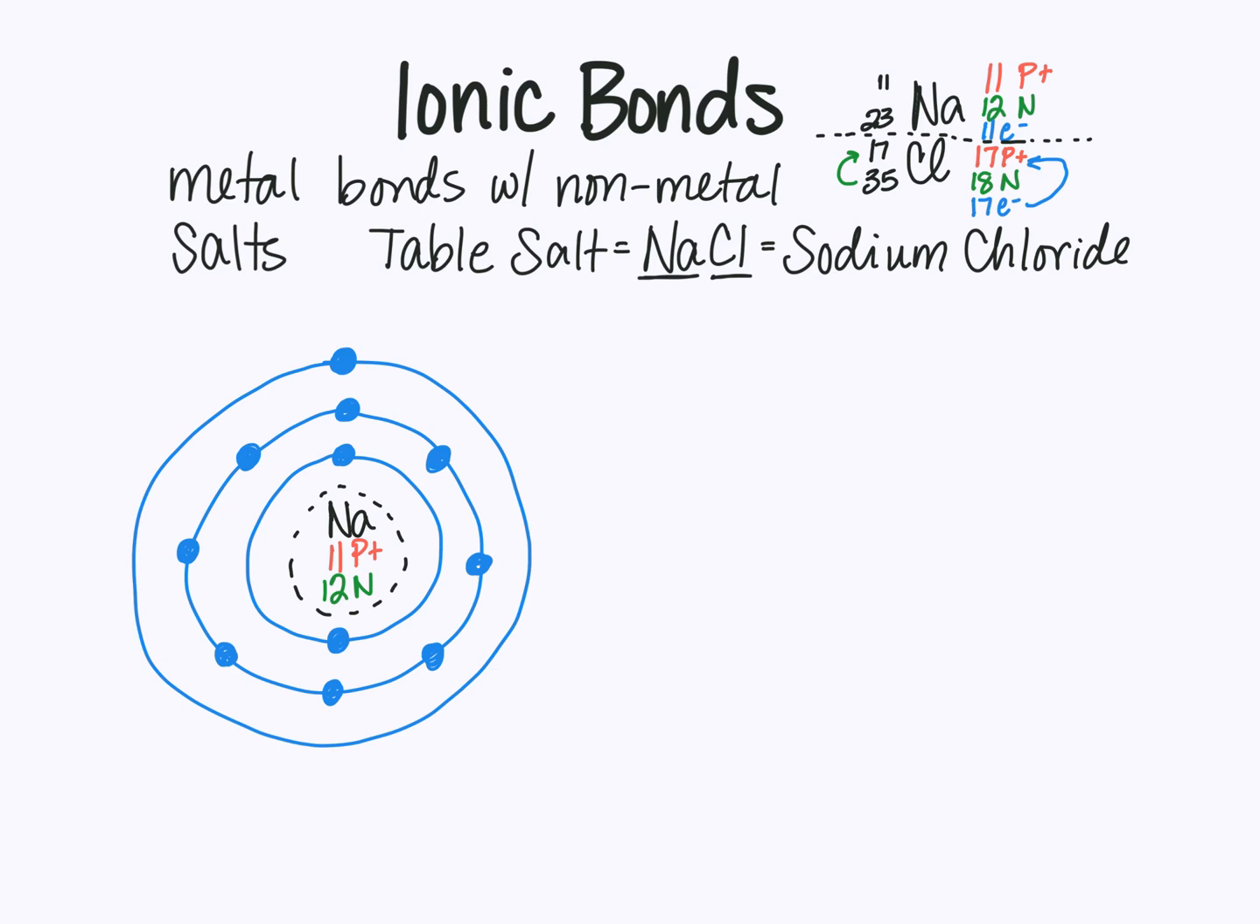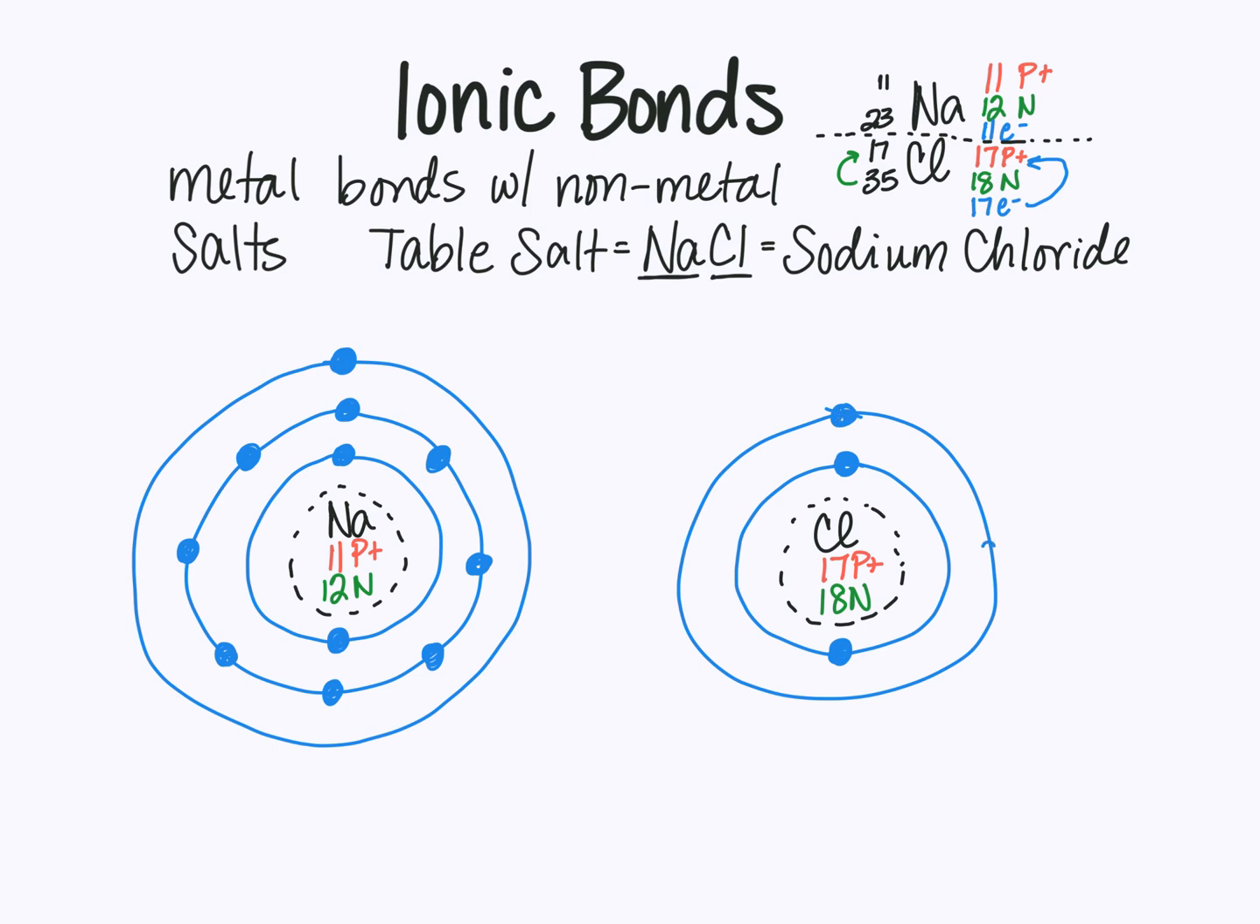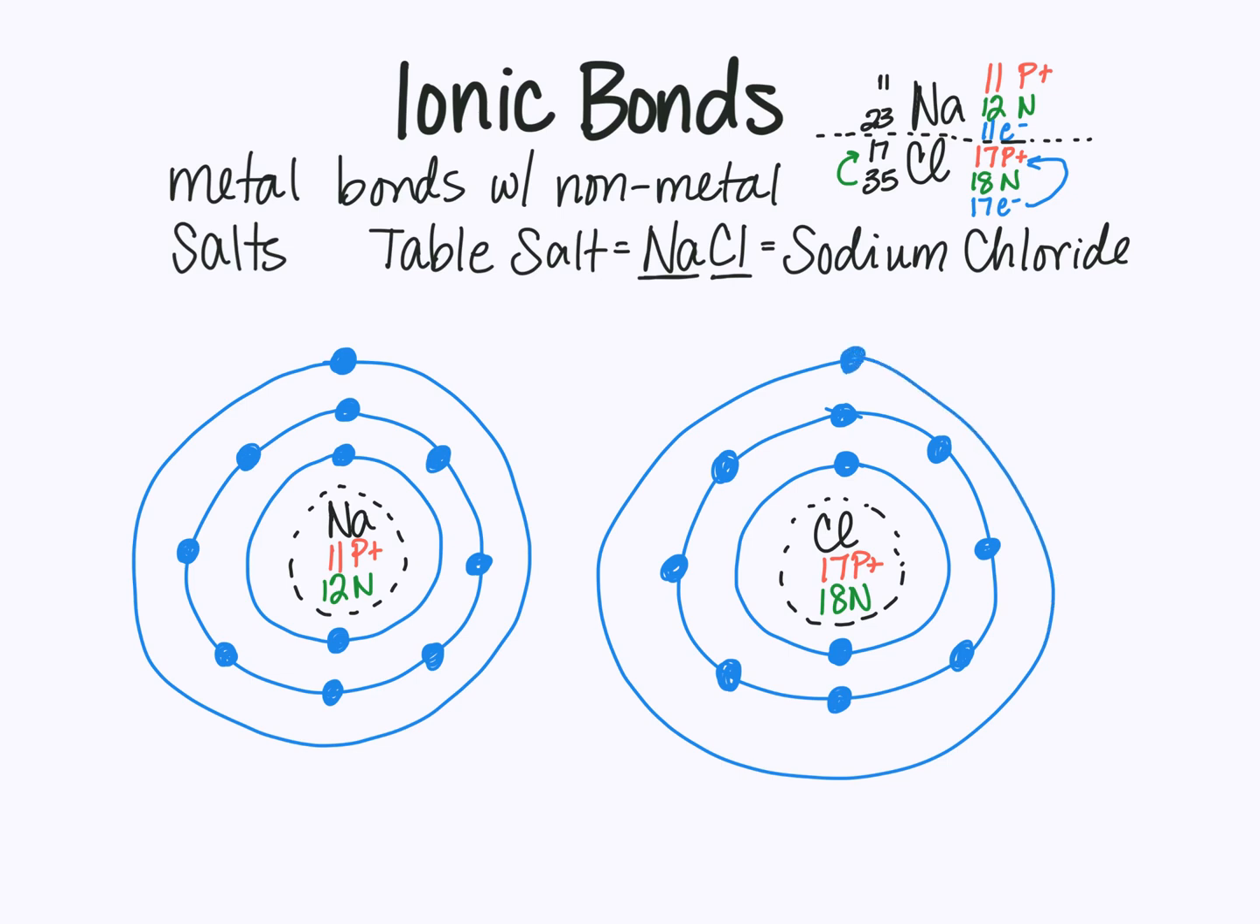Now let's draw our chlorine atom over here. So our chlorine would have our 17 protons in the nucleus and the 18 neutrons. And then to draw our orbitals, our first orbital would have 2 electrons. Our second one would have 8. Which gives us 10 total electrons, but we need to place 7 more. So we'll draw our third orbital and put 7 in that one.